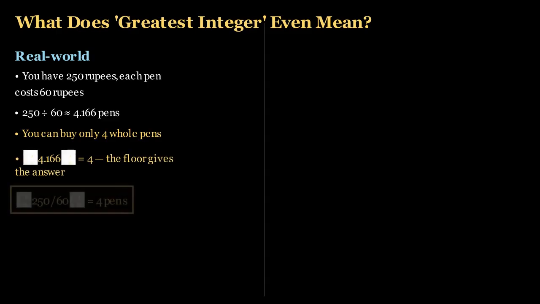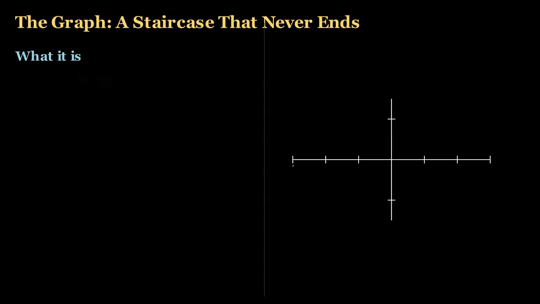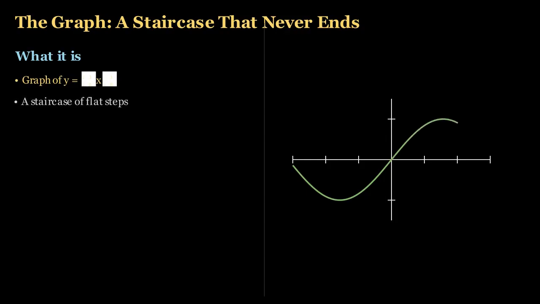The floor function naturally models any situation where you must take whole units without exceeding a limit. We already know the greatest integer function, written with these floor brackets. It asks, what is the biggest whole number less than or equal to x? Now we're going to draw its picture, its graph.